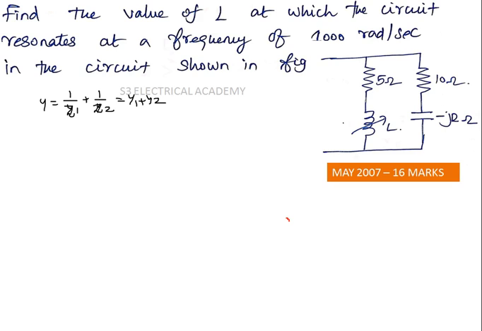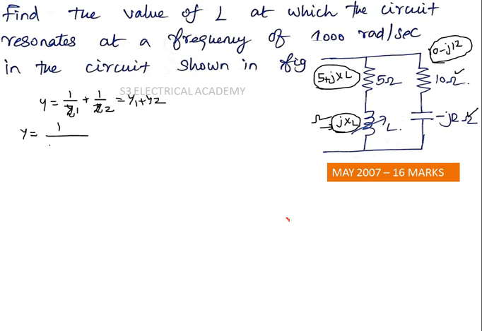So this is 5 ohm. This is nothing but jXL, because we have to make the units homogeneous. Here the unit is ohm, here the unit is ohm. So what is the total impedance of this leg? 10 minus j12. That is Z2. Here, what is Z1? 5 plus jXL. So the total admittance Y is equal to 1 by the impedance of leg 1, 5 plus jXL, plus 1 divided by the impedance of the second leg, 10 minus j12.